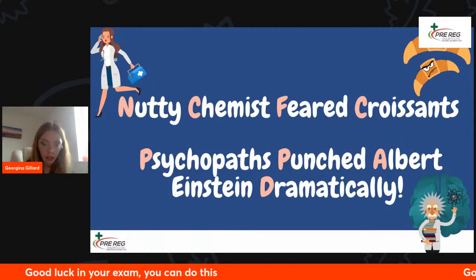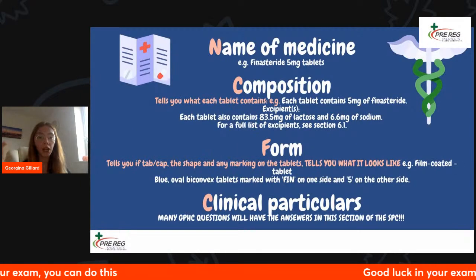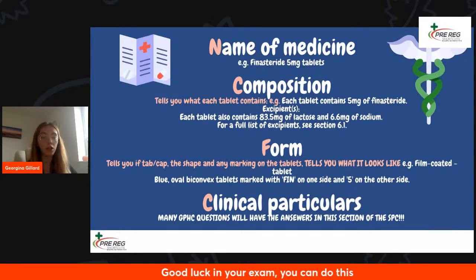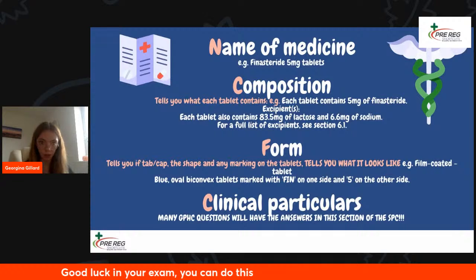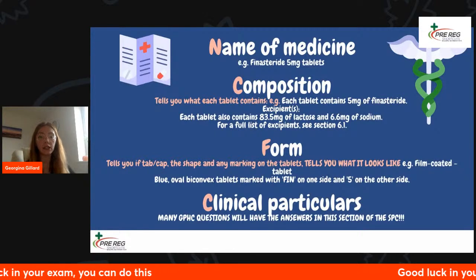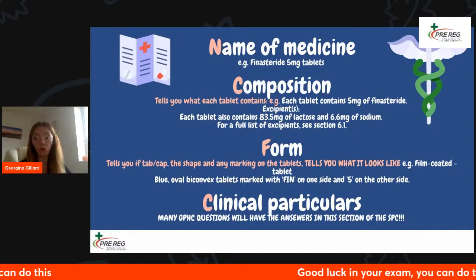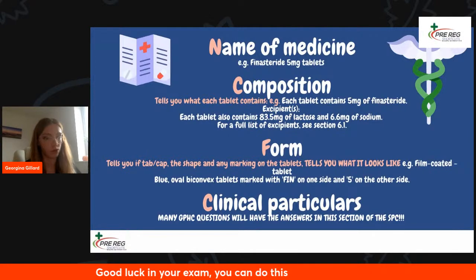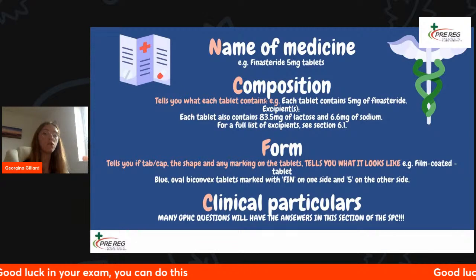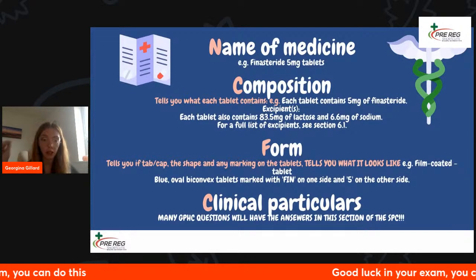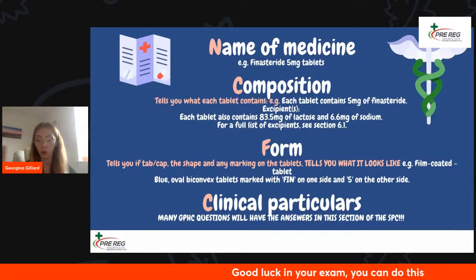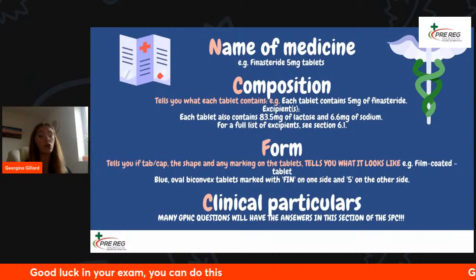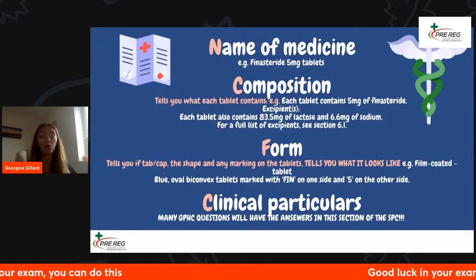Okay, so let's start off with Nutty Chemist Fed Croissants. You've got your finasteride 5 milligram tablets SPC open. Nutty is going to stand for name of the medicine. You're probably thinking, obviously. Of course, the name of the medicine is going to be finasteride 5 milligram tablets. Then you've got C, which is your composition. This is going to tell you what each tablet contains: each tablet contains 5 milligrams of finasteride.